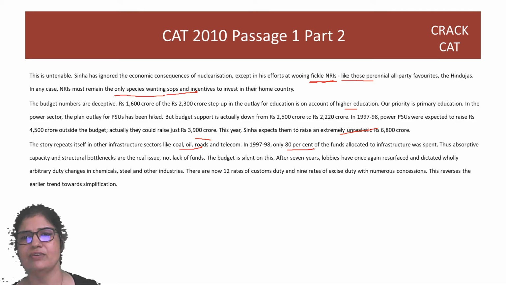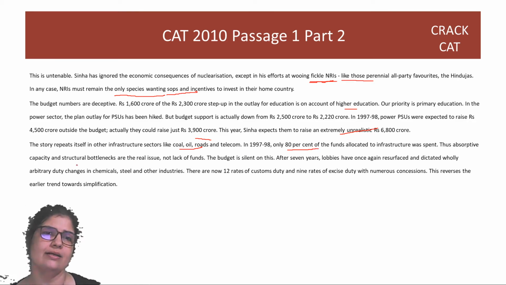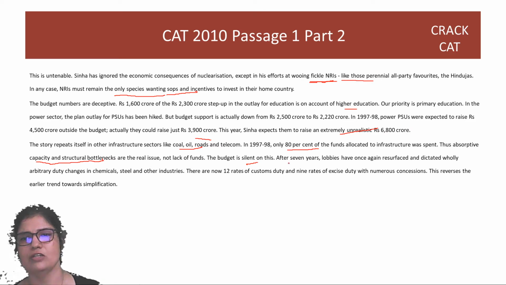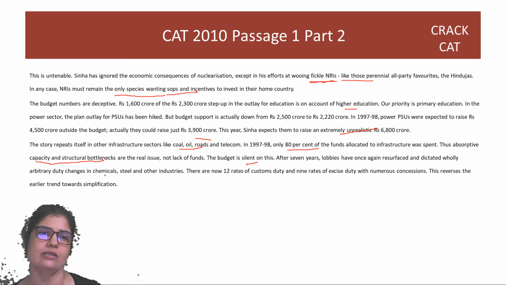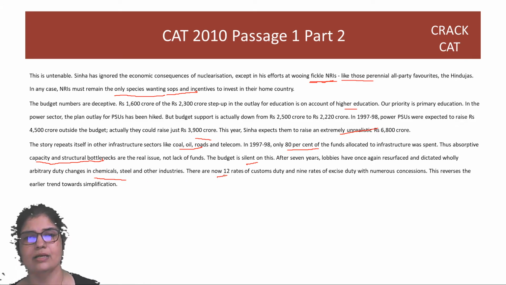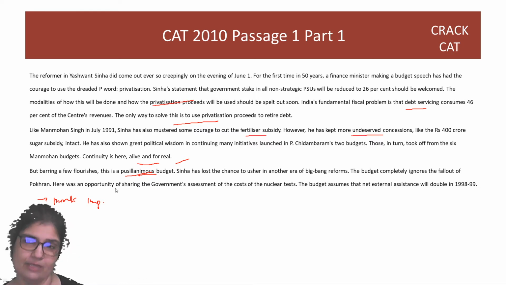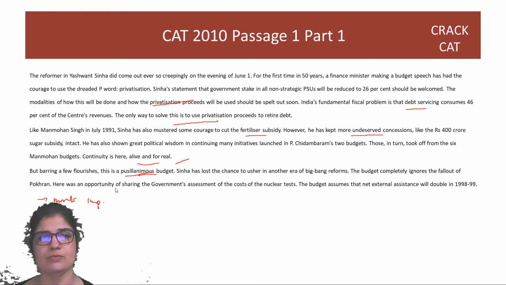Only 80% of the funds allocated was spent. Thus, absorptive capacity and structural bottlenecks are the real issue. So the lack of funds is not the real issue. The budget is silent on this. After 7 years, lobbies have once again surfaced and dictated wholly arbitrary duty changes in chemicals. There are now 12 rates. This reverses the earlier trend towards simplification. Okay, so it starts by saying that, hey, this is a good job done. He spoke about privatization. He also cut this fertilizer subsidy, but then there are all these problems.